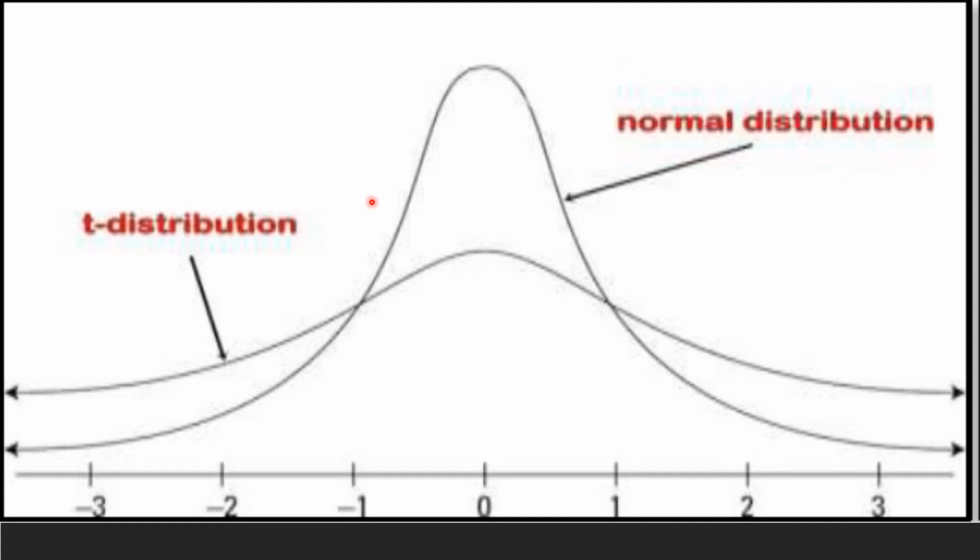This one is an illustration of what I am saying a while ago. It has heavier tails, meaning there is a lot of area here, also here. And as we have said in the previous video, it has a lower peak than the normal distribution.